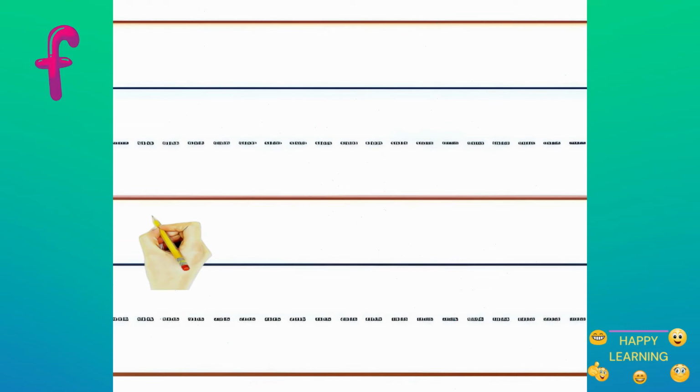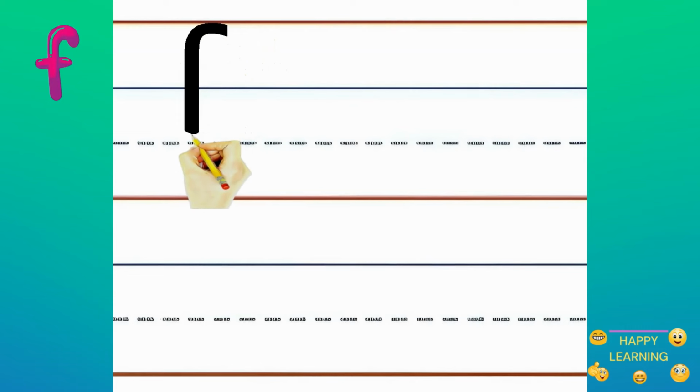Let's write the small letter F. Let's start. Start from the top and make a curl with the standing line. Just below the top curl, draw a slipping line across.